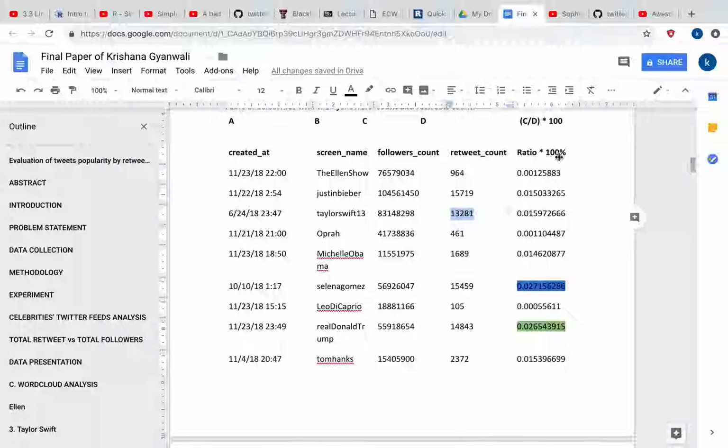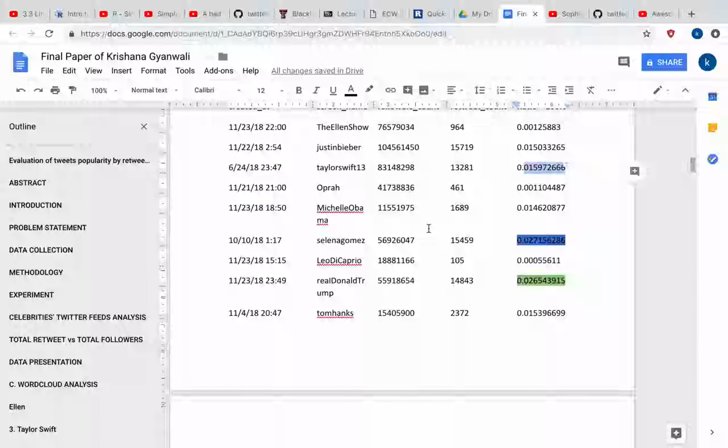So here, when we check the percentage, Justin Bieber has 0.0150, and Taylor Swift has 0.0159. When we compare the popularity here, I emphasize this number: how many people are actually retweeting. What's the percentage of followers who actually care about their celebrity's tweet, and whether that will get popularity or not in mass media.